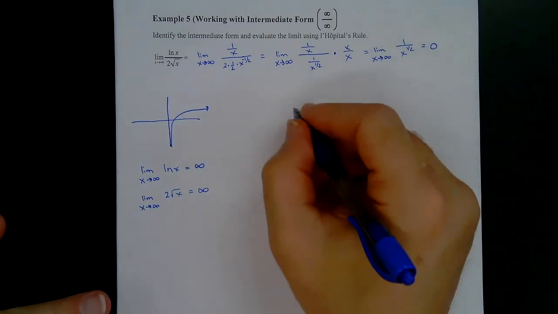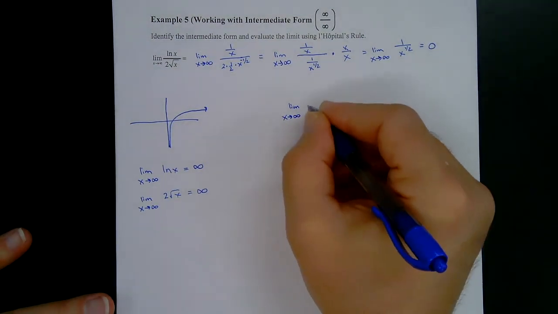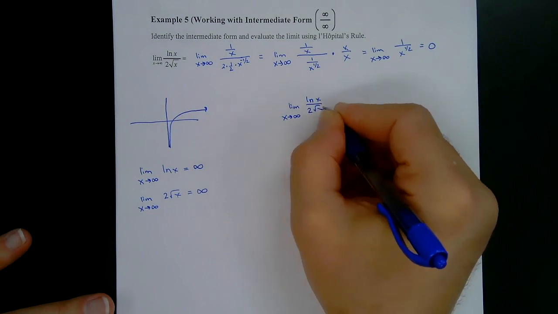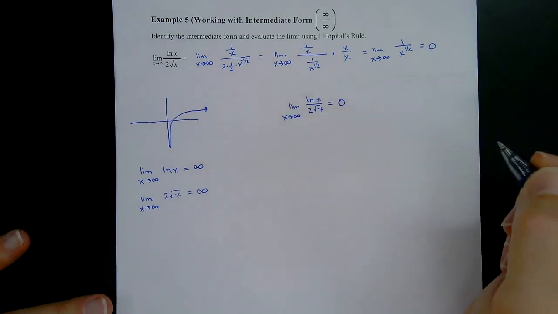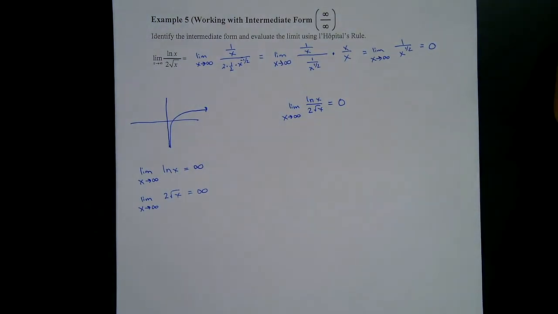All right. So what we know from this is that the limit as x approaches infinity of ln of x over 2 square roots of x is equal to 0. Okay. All right, last problem, and it'll be a little bit easier one, okay?